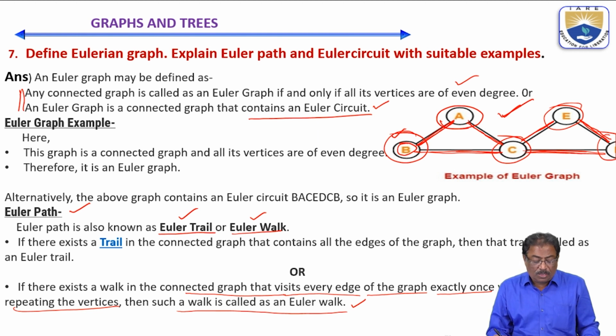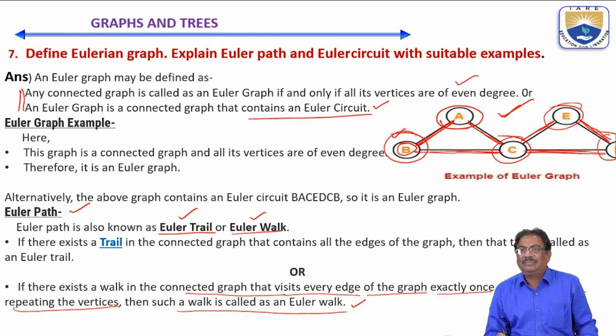So here, while moving, it has to trace all the edges only once. While you are going to visit every edge of the graph only once, with or without repeating the vertices, if you are going without repeating the vertices, then that is known as an Euler's path. And if any vertex is repeated, then it is known as an Euler's trail.